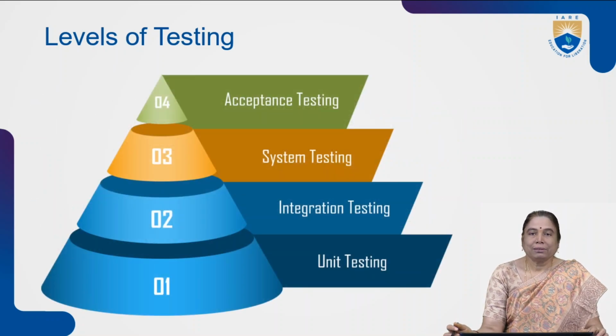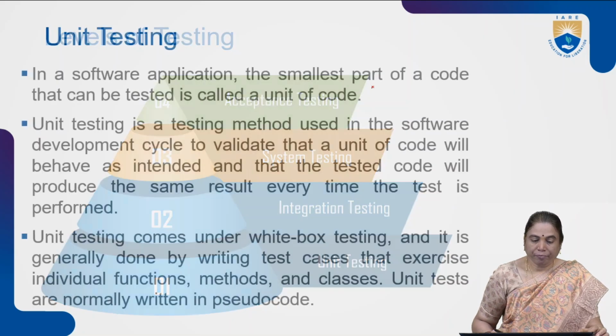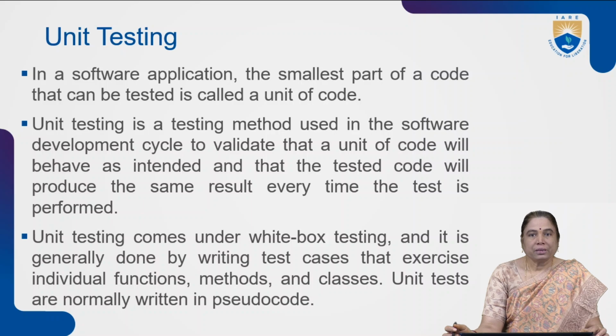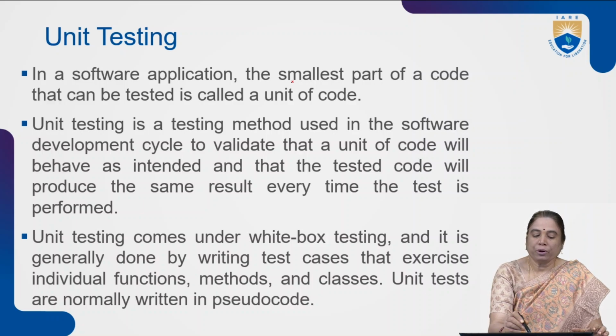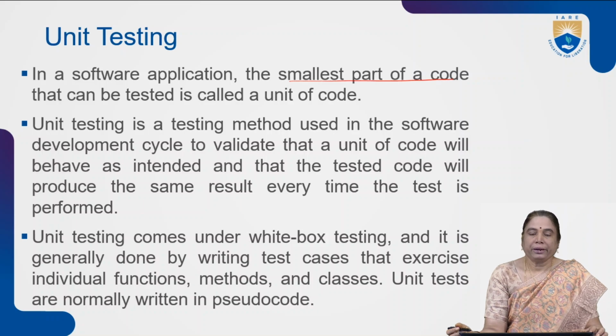Basically, there are four levels of testing: unit testing, integration testing, system testing, and acceptance testing. Unit testing is the first level of testing. Here, the smallest part of the code that can be tested is called the unit. So, the smallest piece of the code which cannot be further divided is generally considered as a unit.